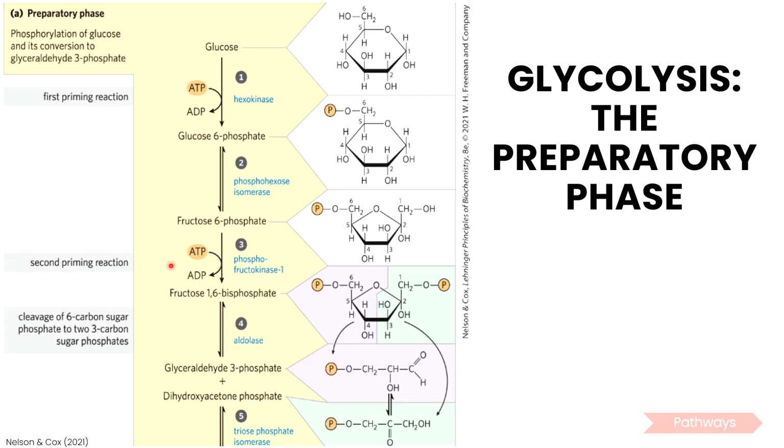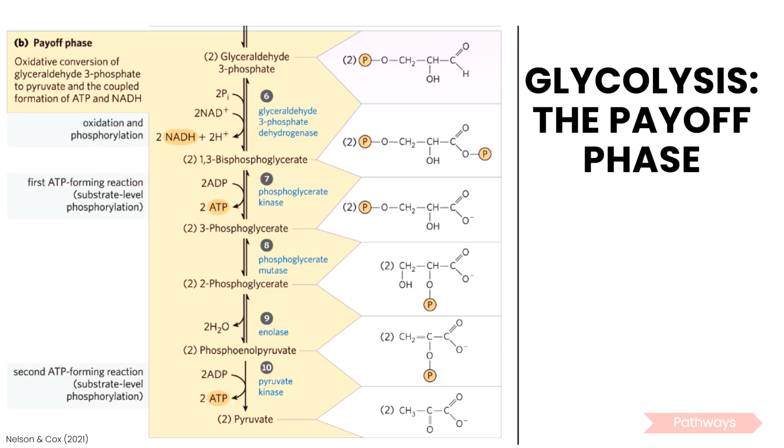Well, keep those 2 GAP molecules in mind because on the next slide, we're going to follow them through the payoff phase and answer that question. So on the previous slide, I asked you to think about how glycolysis can produce a net gain of energy when we already invested 2 ATP molecules. Well, the answer is going to come from what happens during our payoff phase.